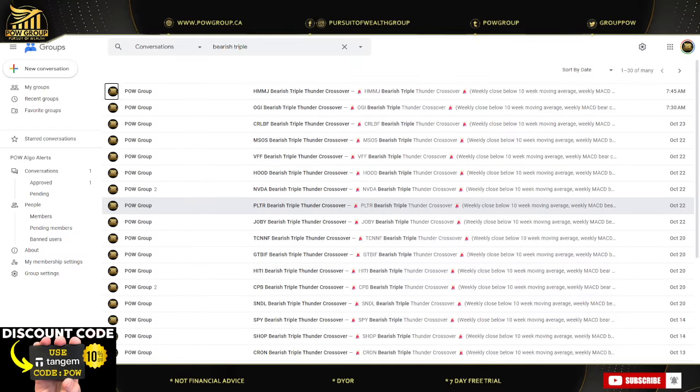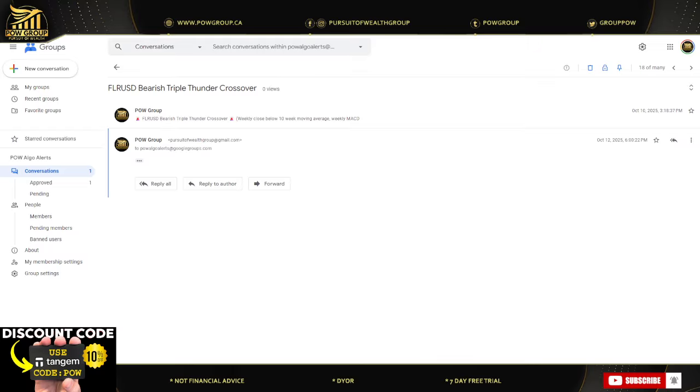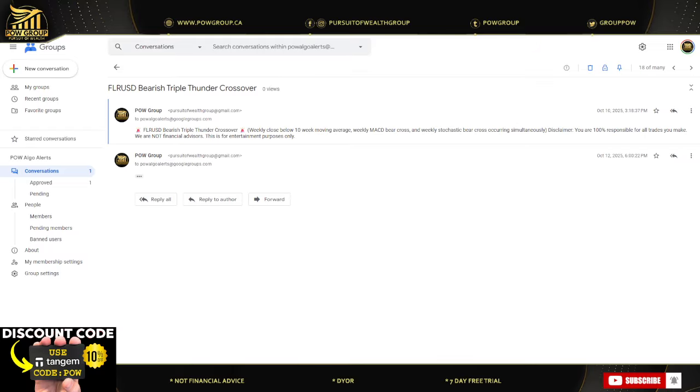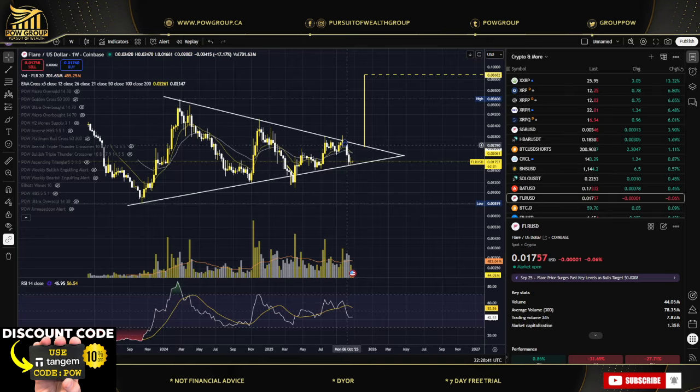And here's an example of it. So I like to use this custom indicator. It's called the bearish triple thunder crossover. So when the price is dropping below the 10-week moving average, and we'll just bring up an example here on Flare. You can see here when the price is dropping below the 10-week moving average, you have a weekly MACD bear cross and stochastic bear cross. When all three of those things happen simultaneously, you'll get an alert. And you can see here it happened right into this top here in this symmetrical triangle.